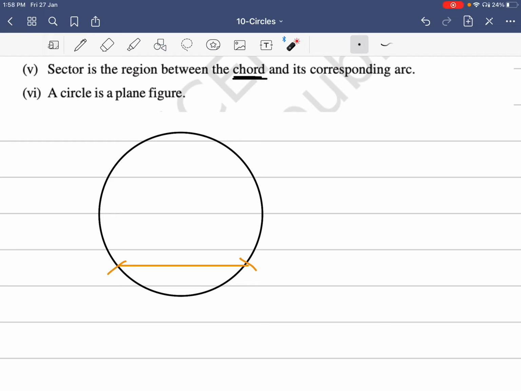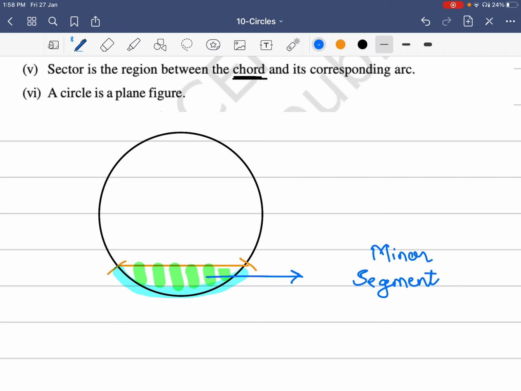Now let's read what it says. Sector is the region between the chord and its corresponding arc. So this is the chord, and this is the arc. The region between the chord and the arc is this green one. Is this the definition of a sector? No, that is absolutely false. This is in fact called a segment. In fact this is a minor segment, and this one is called a major segment. So this is the definition of a segment, not a sector.